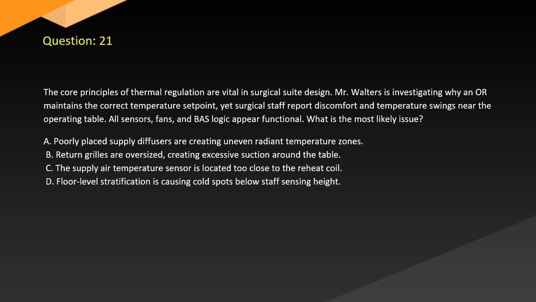A. Poorly placed supply diffusers are creating uneven radiant temperature zones. B. Return grills are oversized, creating excessive suction around the table. C. The supply air temperature sensor is located too close to the heat coil. D. Floor-level stratification is causing cold spots below staff sensing height.